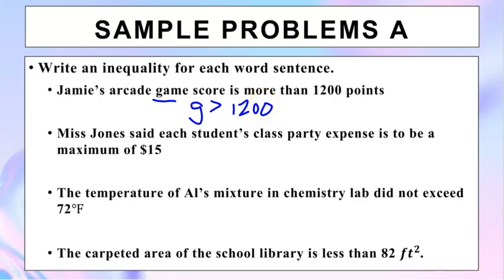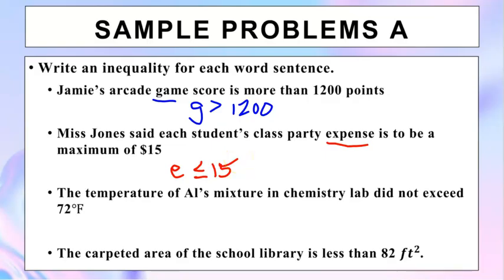Next one, Miss Jones said each student's class party expense is to be a maximum of $15. So we're looking at expenses. So I'm going to use E. A maximum. That means it cannot go more than 15, but it can equal 15. So that means it has to be less than or equal to 15.